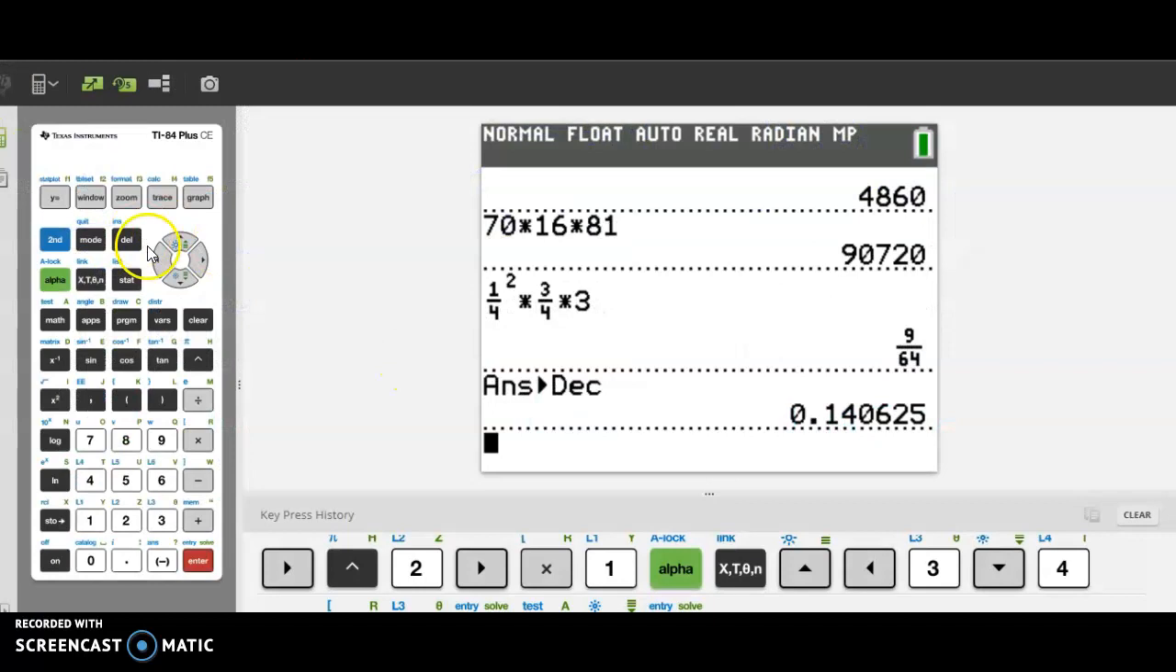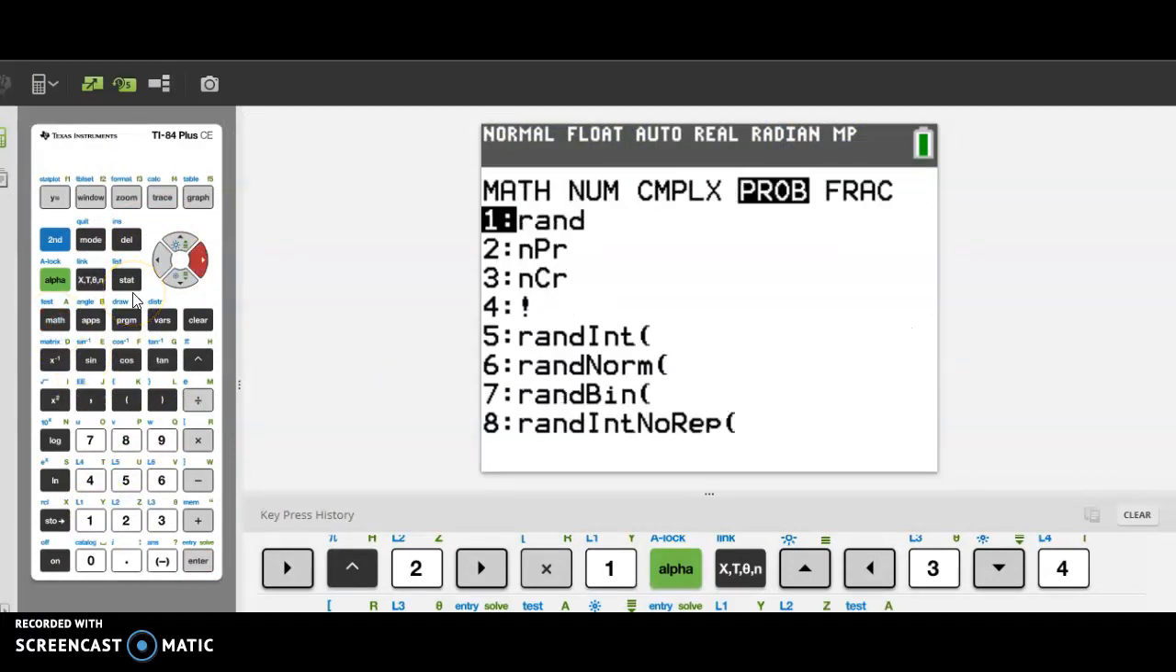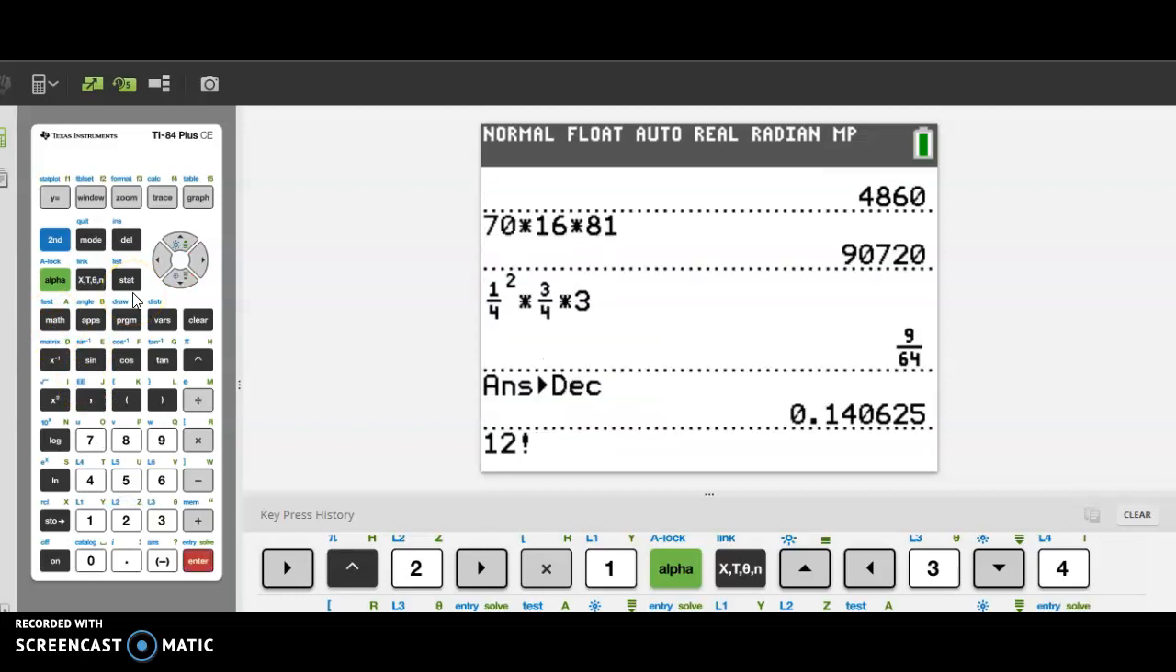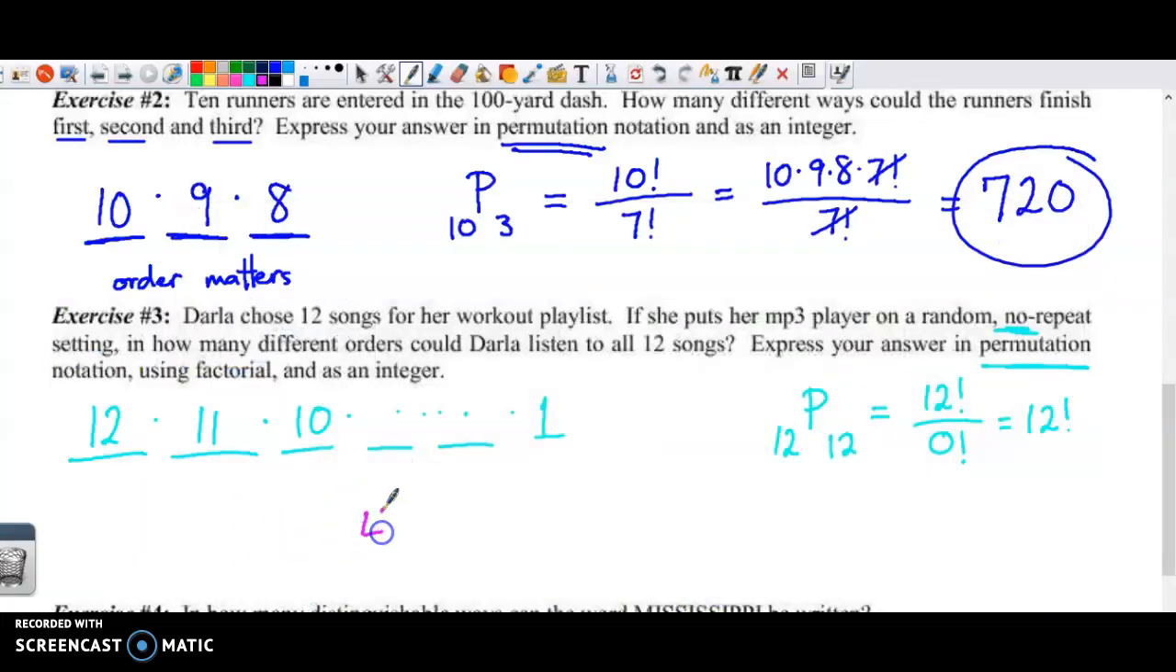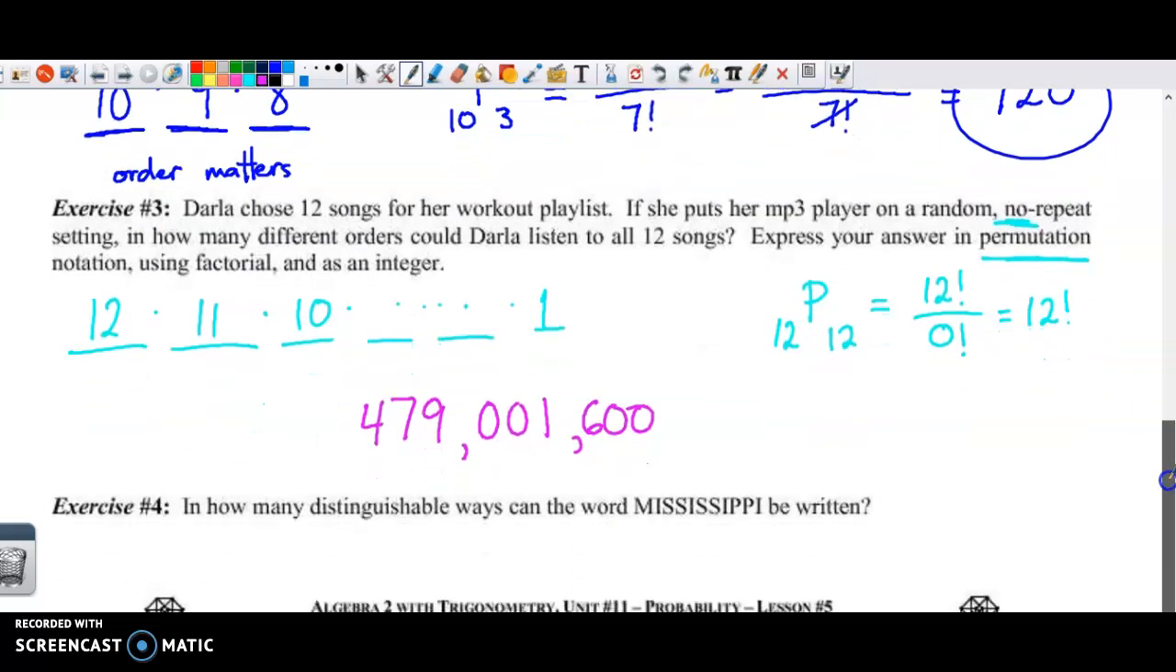So I'm going to cheat and go to my calculator and hit 12 factorial. Holy cow. I'll let you copy down the answer right there: 479,001,600. Holy cow. So 479 million different ways that she could listen to her MP3 player.